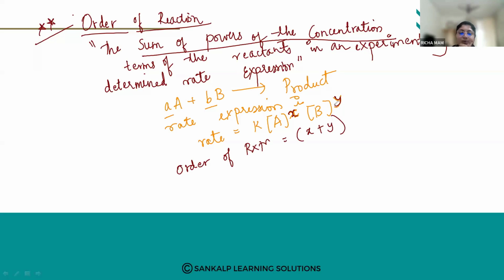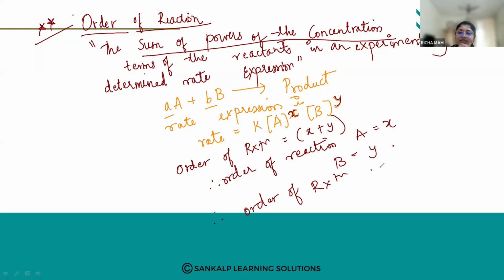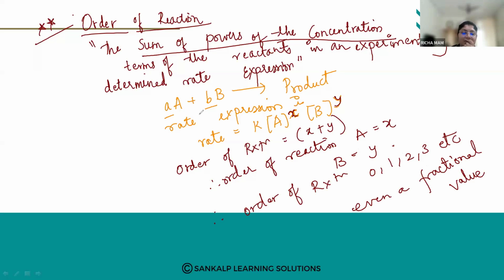So what is the power? X and Y. Then what is the order of reaction? Therefore, the order of reaction with respect to A is X, and with respect to B is Y. This is with respect to this general equation. The order of reaction can be 0, 1, 2, 3, etc., or it can even be a fractional value. So this is about order of reaction. These things you have to keep in mind.